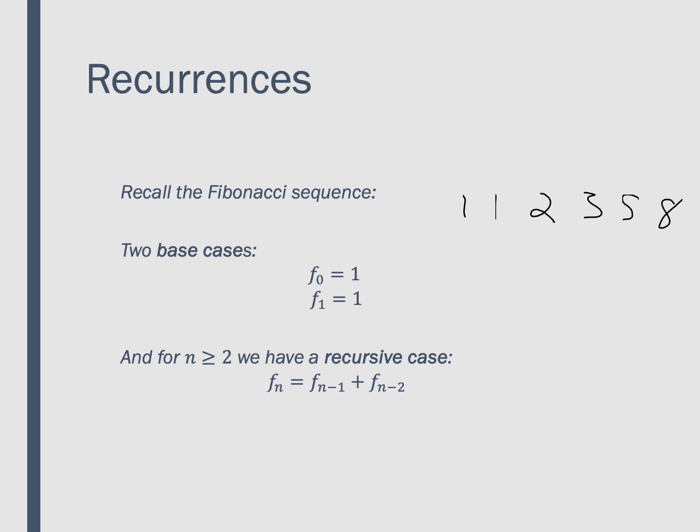Okay, now let's take a moment to discuss recurrences using the Fibonacci series. Recurrences play a vital role in computer science, especially in the analysis of recursive algorithms. The Fibonacci sequence is defined as f0 equal to 1 and f1 equal to 1. These are the base cases which define the initial conditions of the sequence.